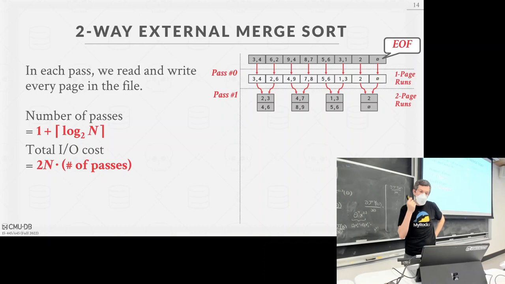Because the sorted runs are sorted, the cursor never has to backtrack. Meaning, if I do a comparison and this one is less than this one, I write this one out to my output buffer and move this cursor down. I never have to go back and look at previous pages, because I always know I'm going in that order.